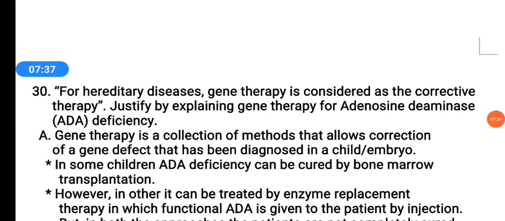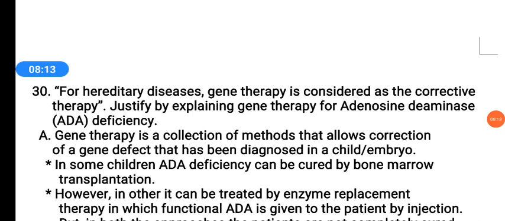For hereditary disease, gene therapy is considered as the corrective therapy. Justify by explaining gene therapy for adenosine deaminase ADA deficiency. Yes. First of all, we are going to know the gene therapy, which means a collection of methods that allow correction of gene defects that have been diagnosed in a child or embryo. It is nothing but a method to correct the defective gene in the embryo condition or child condition.